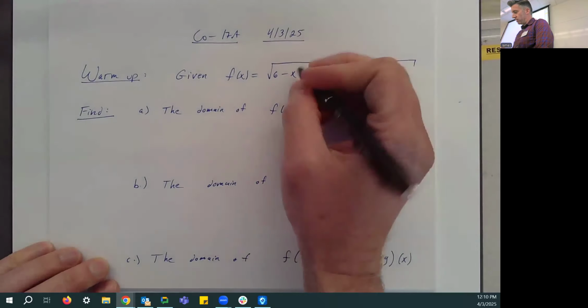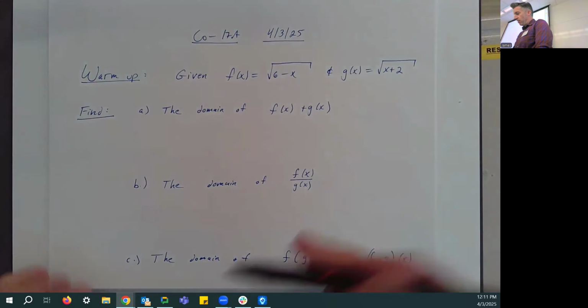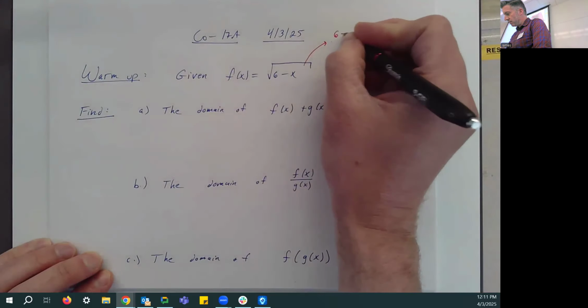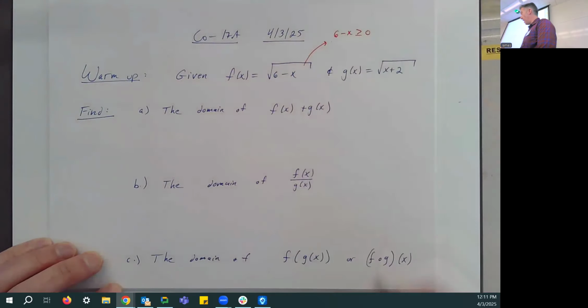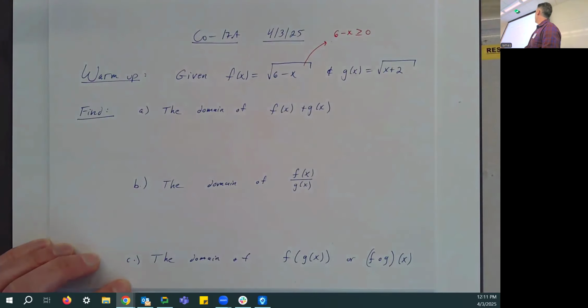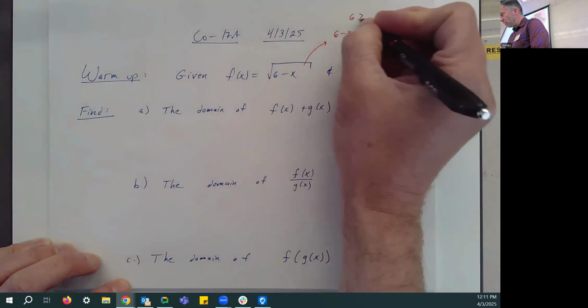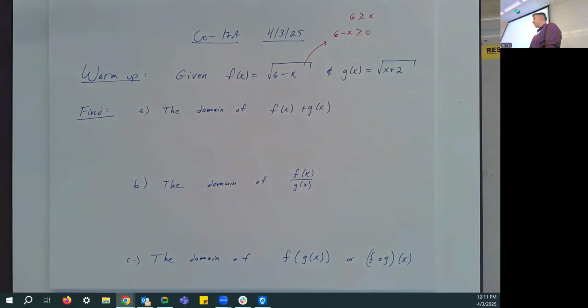If we're looking at this one, just to remind ourselves what's happening, this function f of x, we know that the inside has to be bigger than or equal to 0. If I were solving the inequality, I would move the x to the other side and say, okay, great, 6 is bigger than or equal to x, or in other words, x is less than or equal to 6. I'm not going to write up the domain in interval notation. This is just for my own use.